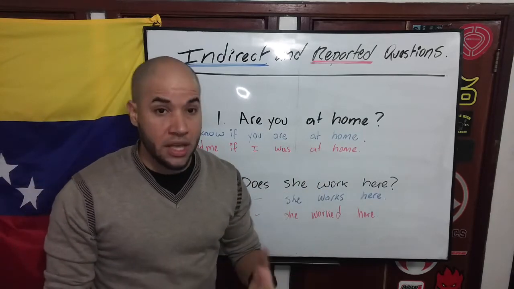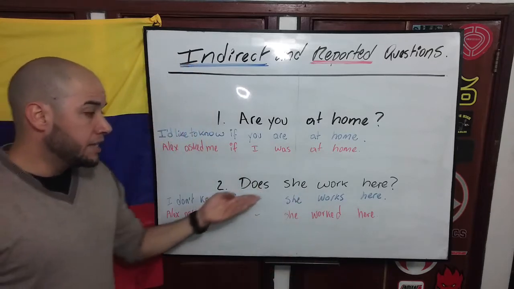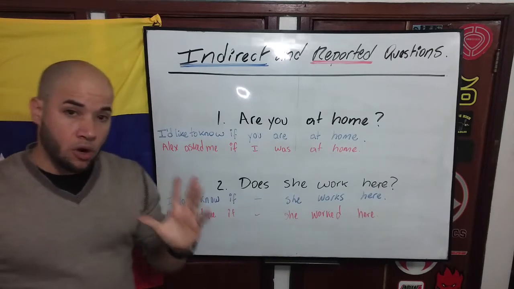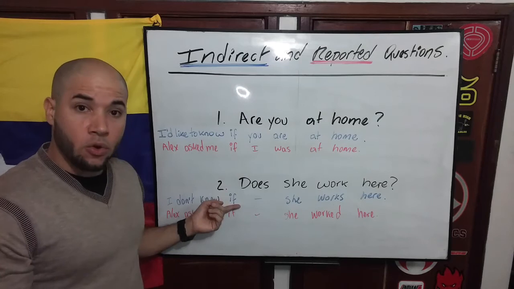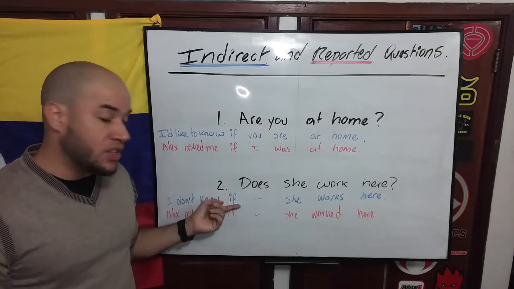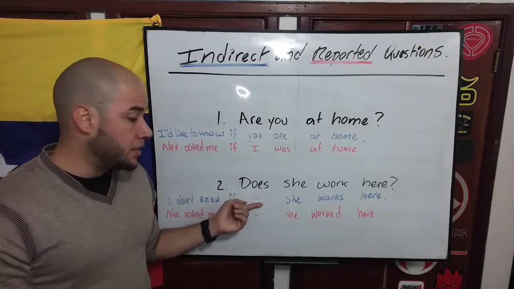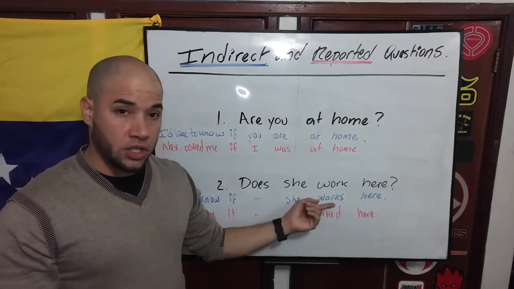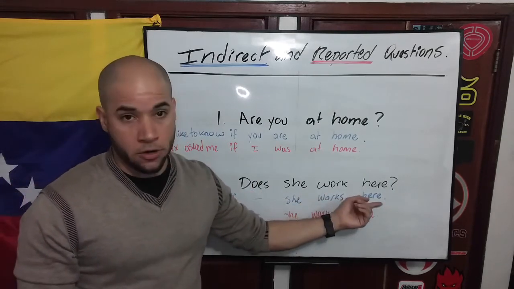If you have a yes-no question with do, does, or did, this is how it works. Does she work here? Then you make an indirect question if you want. I don't know if, because it's a yes-no question, "if" is necessary in this case. So, I don't know if, you don't use "does," you eliminate it, and then she works, because you eliminated "does," now you add s to the verb here.